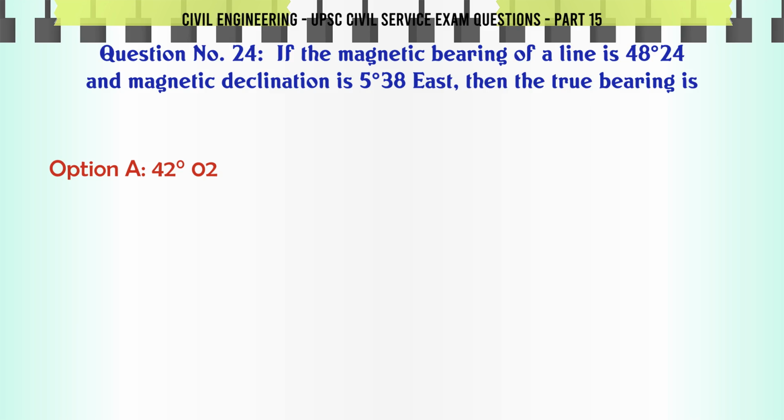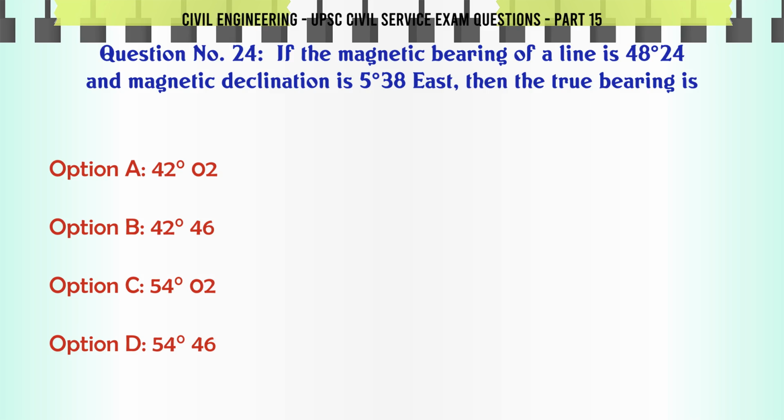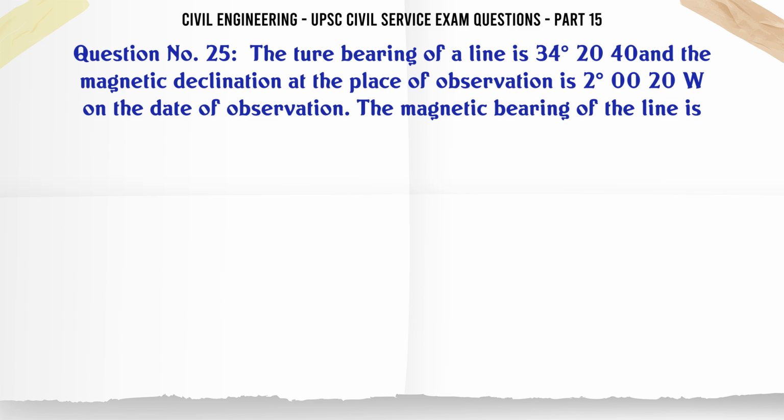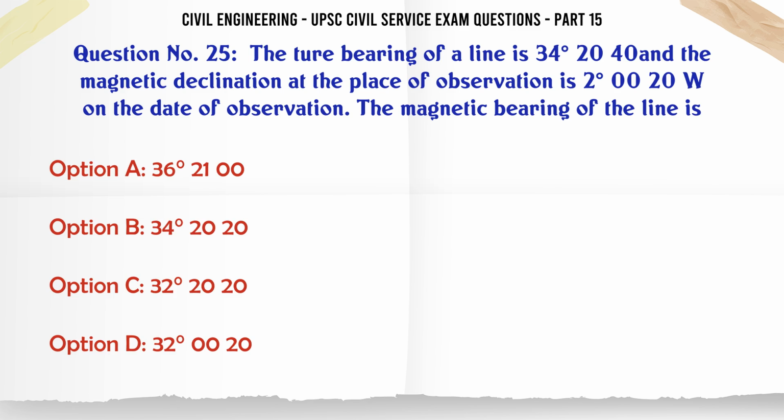If the magnetic bearing of a line is 48°24' and magnetic declination is 5°38' east, then the true bearing is: A. 42°02', B. 42°46', C. 54°02', D. 54°46'. The correct answer is 54°02'.